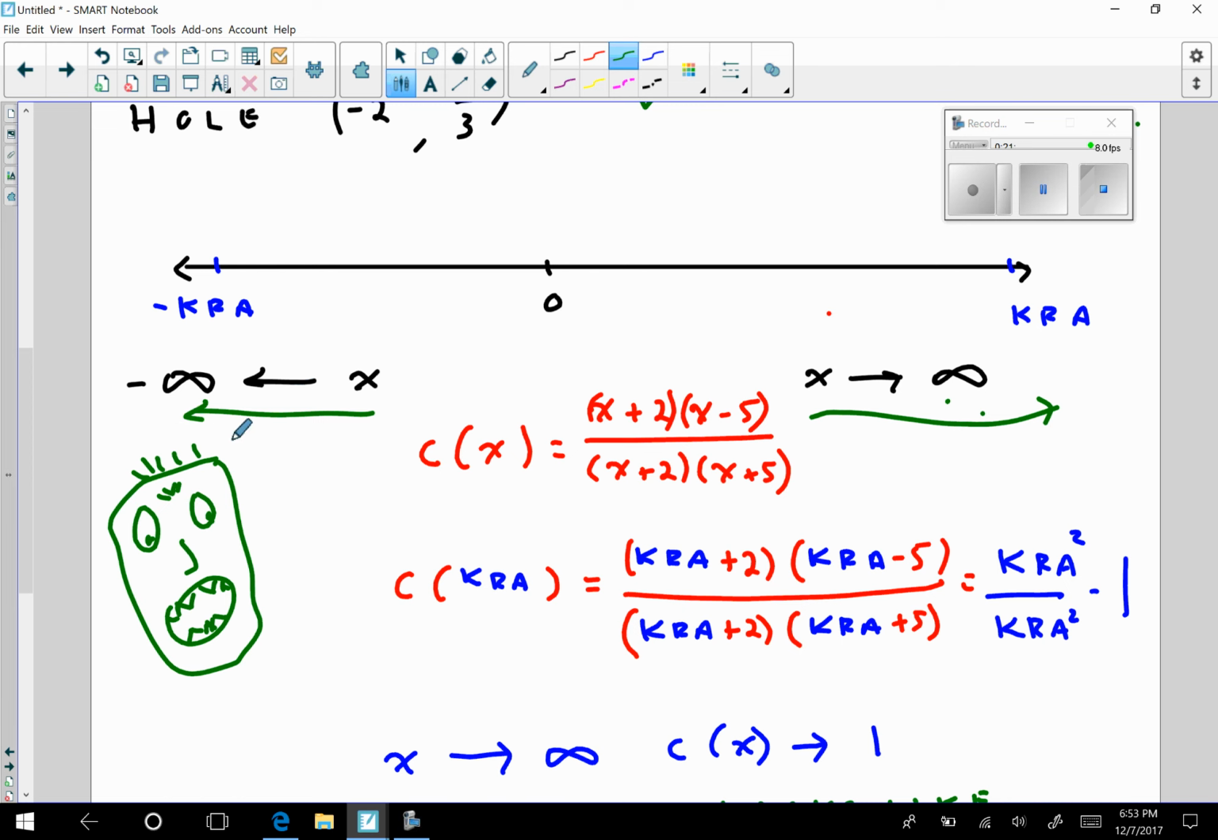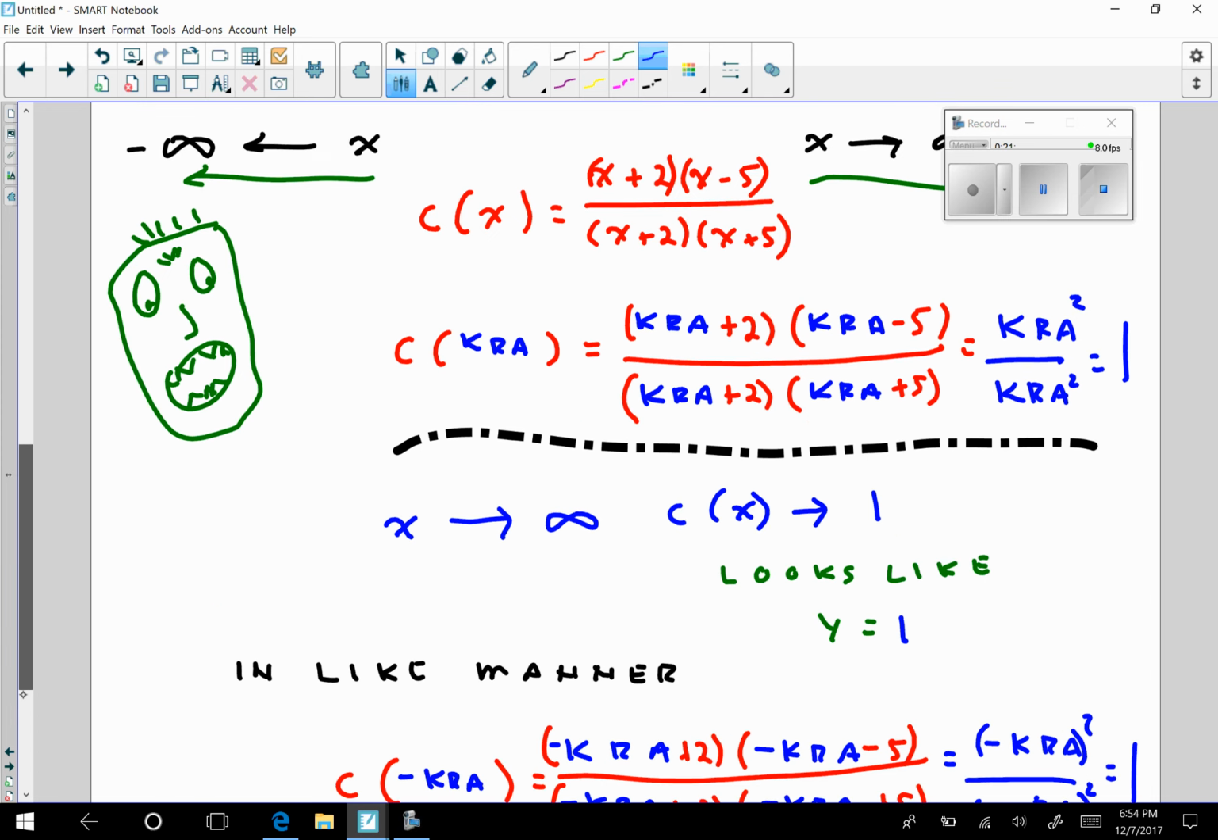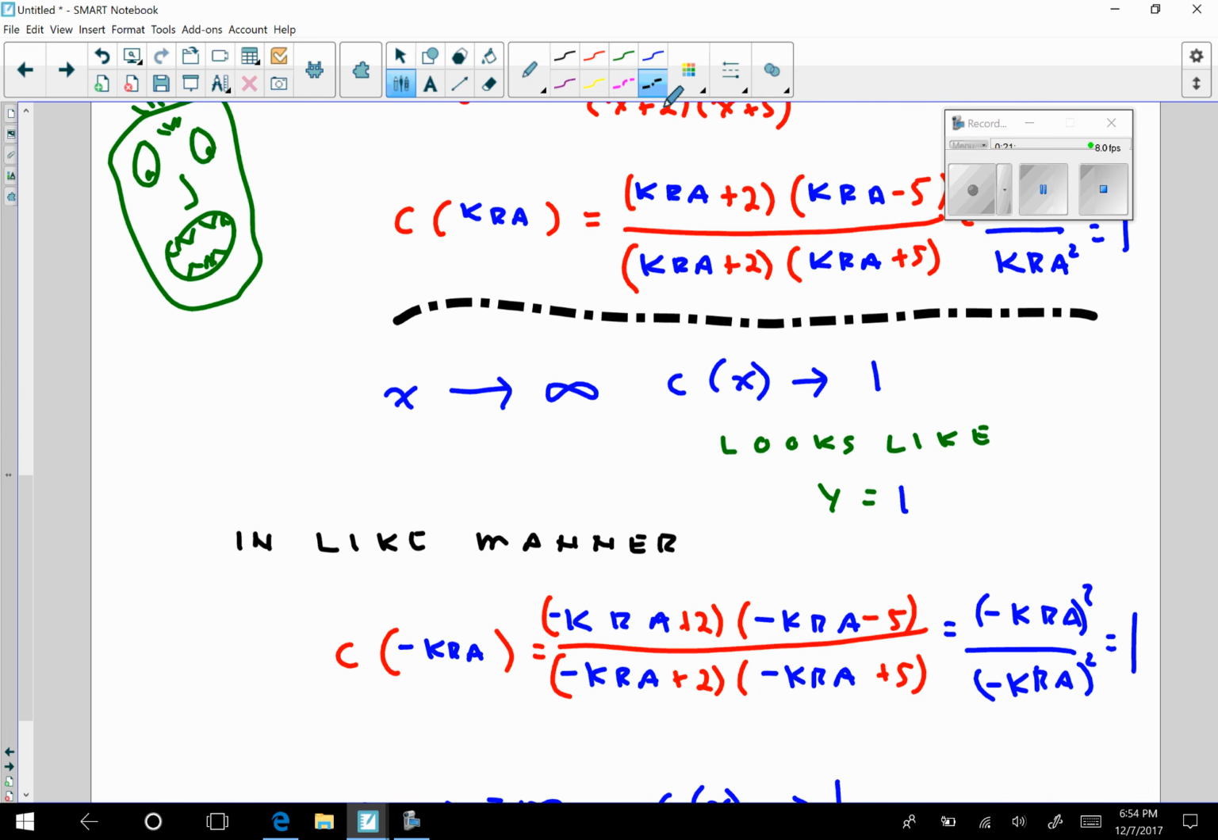Let's do the Kerbillion method and see what happens. Notice if I put Kerbillion in, I get Kerbillion squared over Kerbillion squared, which is equal to 1. So what does that tell us? That tells me that as x goes to infinity, the graph goes to 1. The graph of c of x, that's what we want to determine. What does the graph of c of x look like? And when x goes to infinity, the graph is going to look like 1.